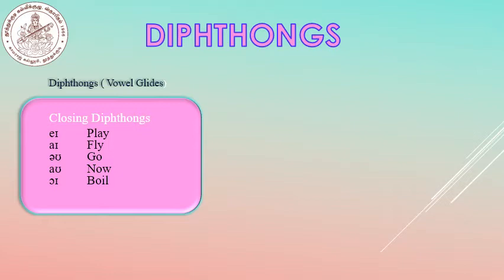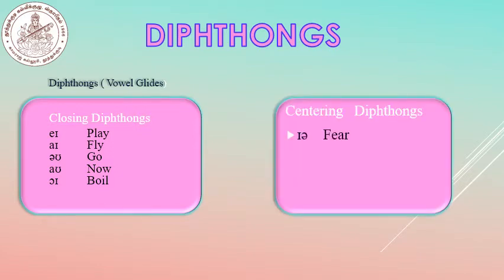I hope you understand the difference between monothongs and diphthongs. Monothongs are pure vowel sounds. Diphthongs are vowel glides where two vowel sounds are combined together. There are 8 diphthongs, 5 are closing diphthongs and 3 are centering diphthongs.